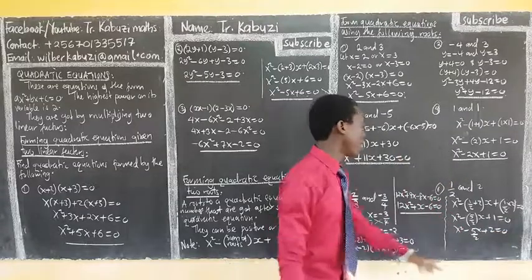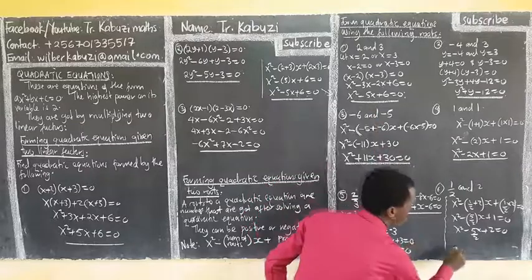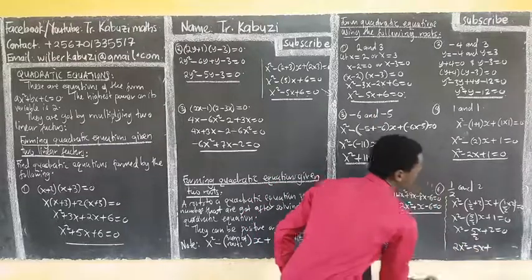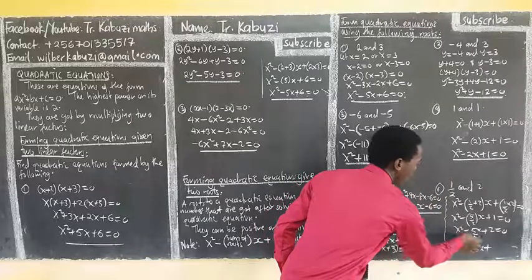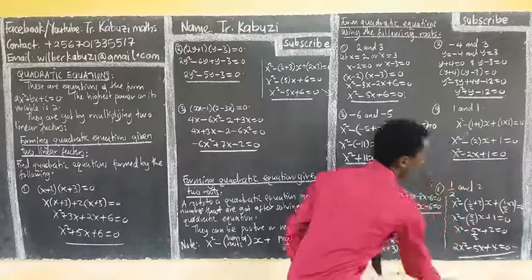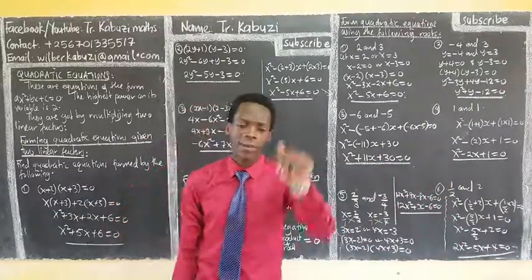Now we remove this fraction by multiplying through by 2. So multiply through by 2, now you get 2x squared minus 5x. Then by 2 here, you get this. By 2 here, you get 2 equaling 0, and that will be your answer. So all of them are going to give you the same. That's it. I wish you well.